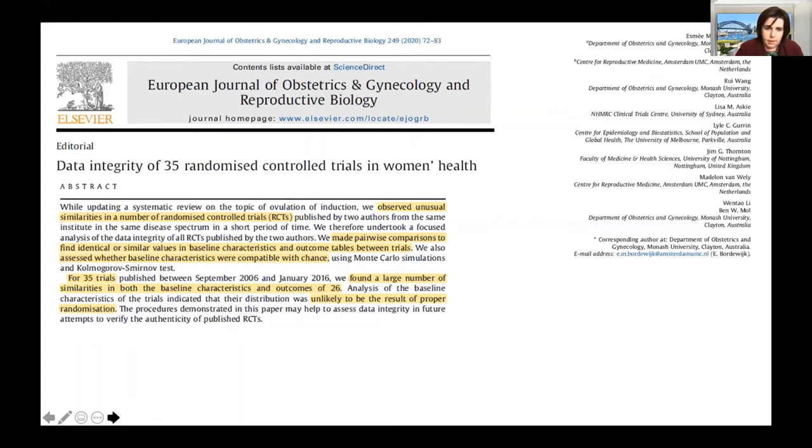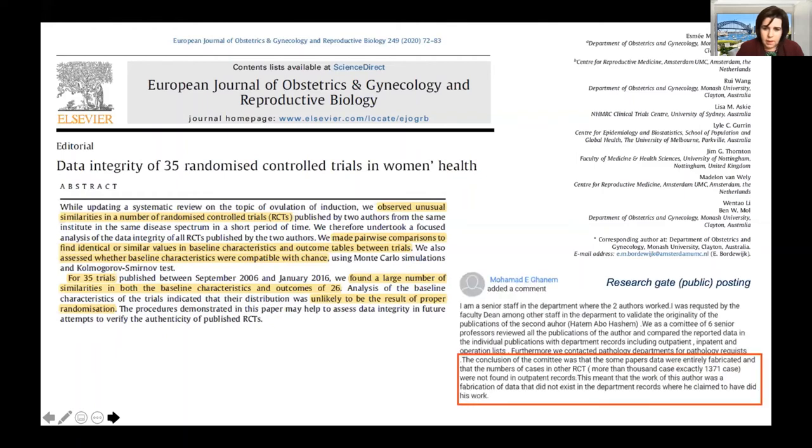This is about information that went from trials that have been used in European and US guidelines. Interestingly, someone posted on ResearchGate confirming what we'd found, that in fact the data from thousands of patients were actually not real.